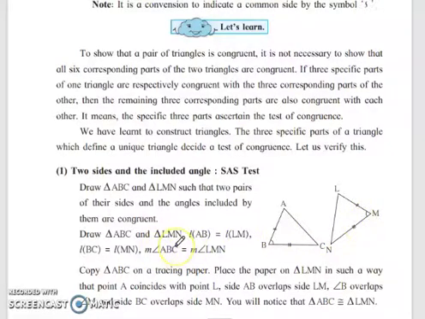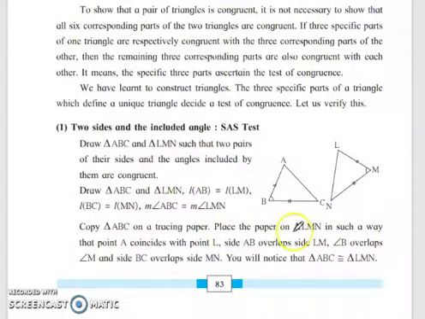Then measure of angle ABC should be equal to measure of angle LMN. ABC, this angle, should be equal to this LMN. Okay, so if we take this angle as suppose 45 degrees, then we have to draw this angle also as 45 degrees. Now copy triangle ABC on a tracing paper. This triangle ABC you have to copy on a tracing paper. Place the paper on triangle LMN.